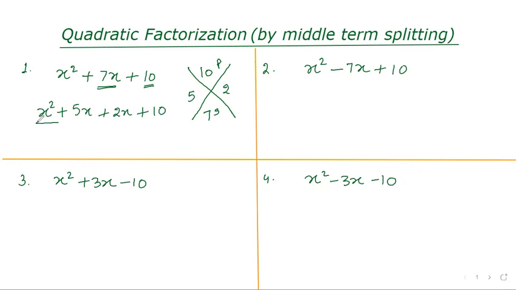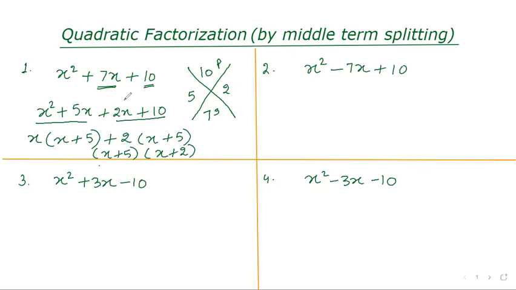And now in this, we'll make pairs and we'll take x common from the first pair, so we get x plus 5 inside, and then we take 2 common and we get x plus 5 here too. Now we take x plus 5 common from both the terms and we are left with x plus 2 inside. So these two are the factors for the given quadratic polynomial, right?